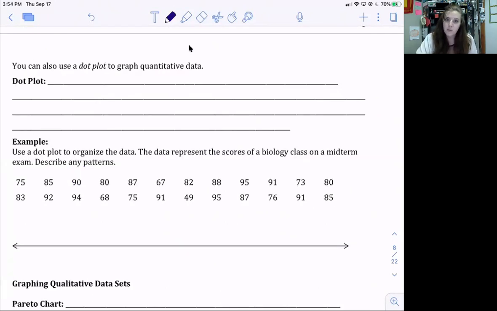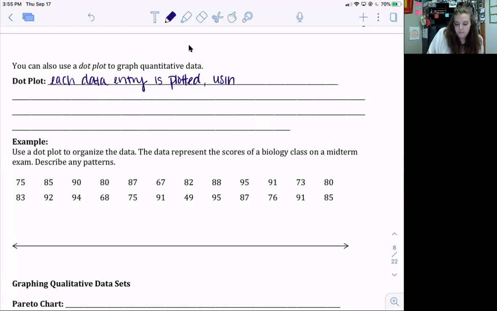Okay, so our next quantitative graph is a dot plot. And this is when each data entry is plotted using a point above a horizontal axis.